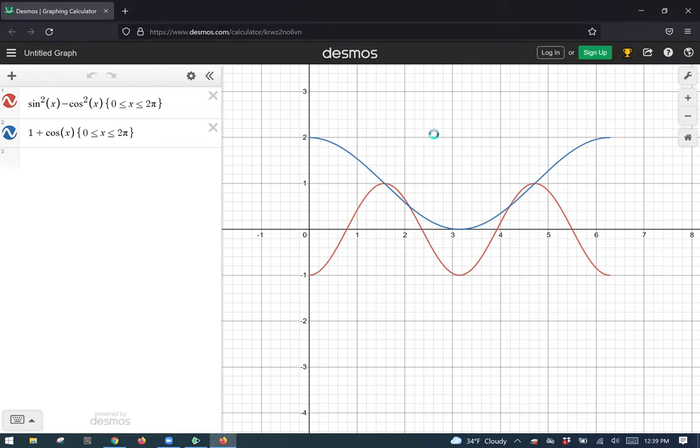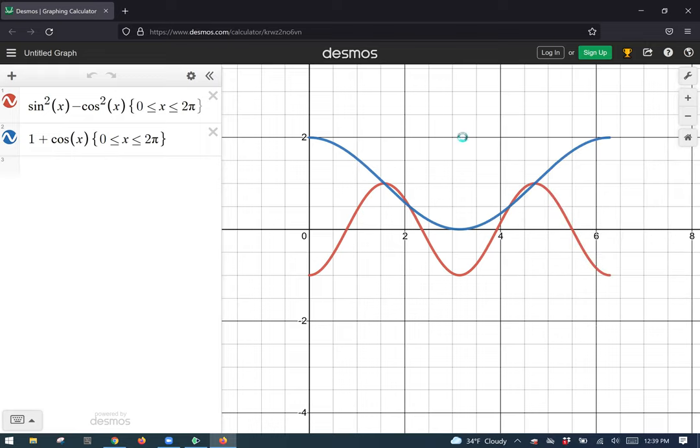For some reason, I've got Firefox as the default browser on this computer, so forgive me while it thinks about it for a second. Put this into a little bit thicker, easier to see, and check this out. The blue graph represents the right-hand side of the equation, 1 minus plus cosine. The left graph, or the red graph, represents the left-hand side of the equation. And where are they equal? Exactly at those four points that we found.